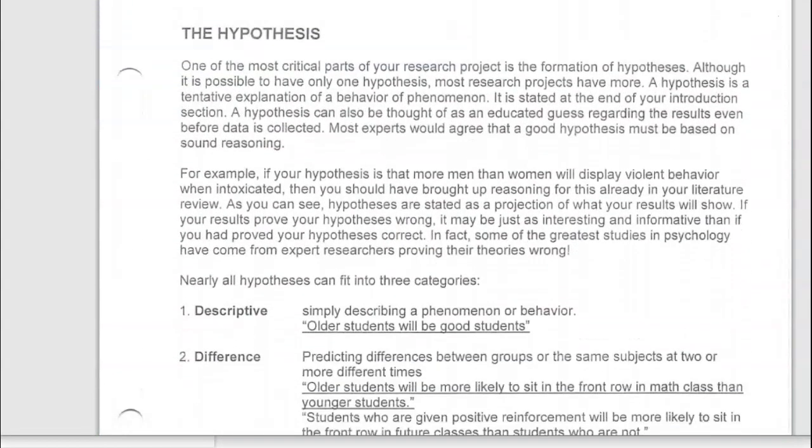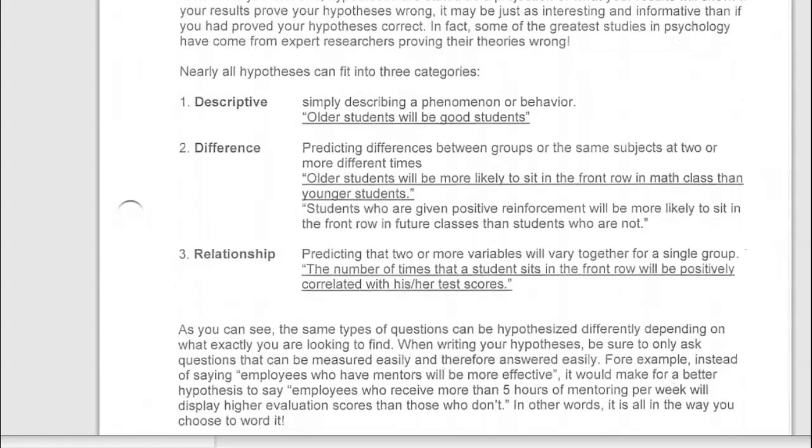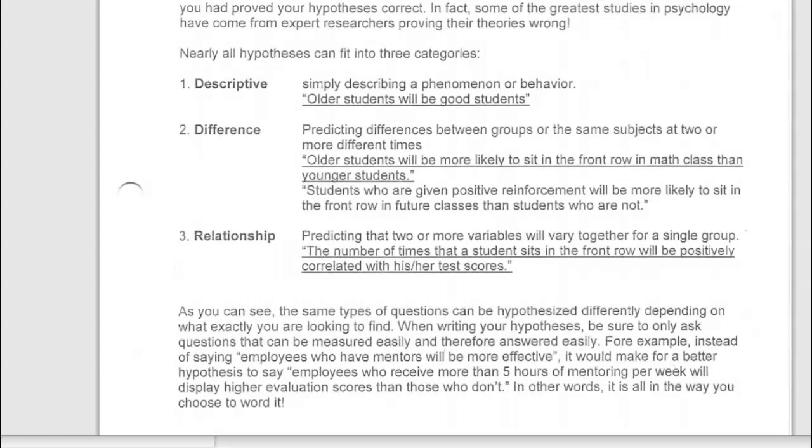So let's get started. First of all, it gives some examples here, but the important parts are right there in the middle of the page. 1, 2, and 3 on this page at least. Descriptive. Hypotheses, that's the plural, by the way, of hypothesis. More than one hypothesis are hypotheses.